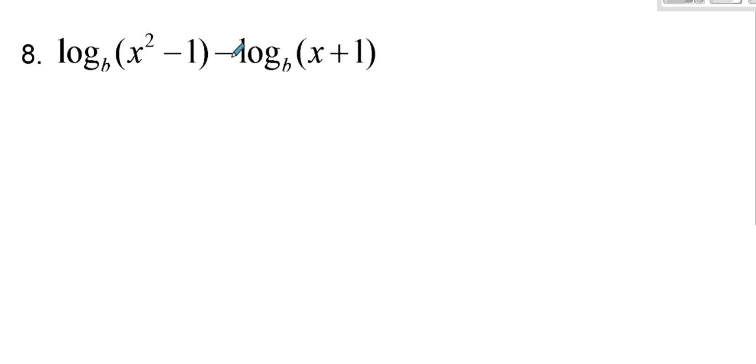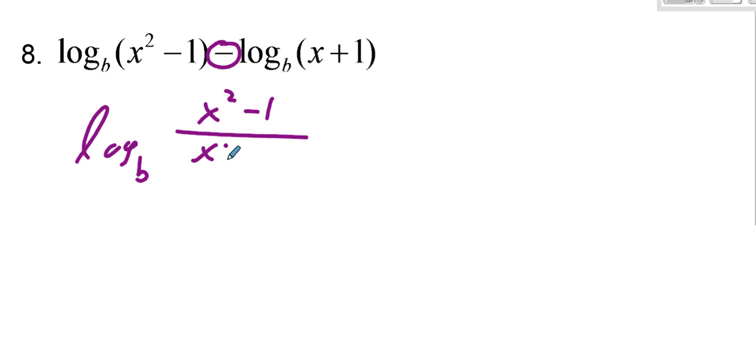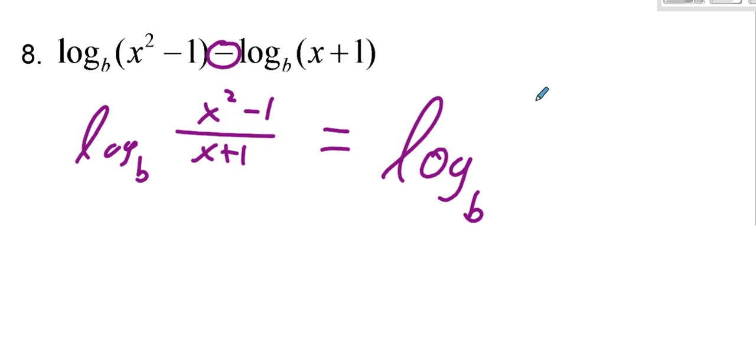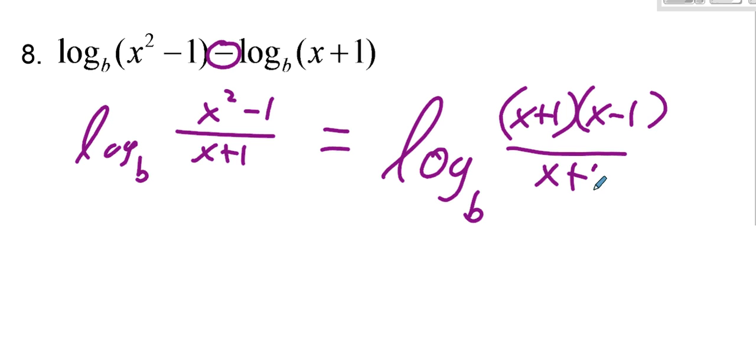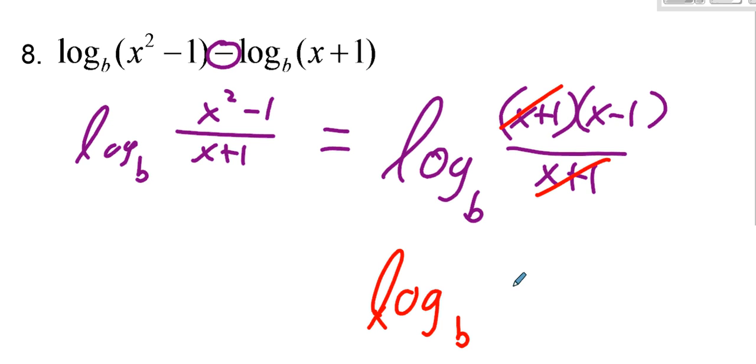So this has subtraction, log minus log, so we're going to condense that to be division. And then that's a problem from I think Unit 3, where we factor to reduce that fraction. So factor, stuff cancels out. There's x minus 1.